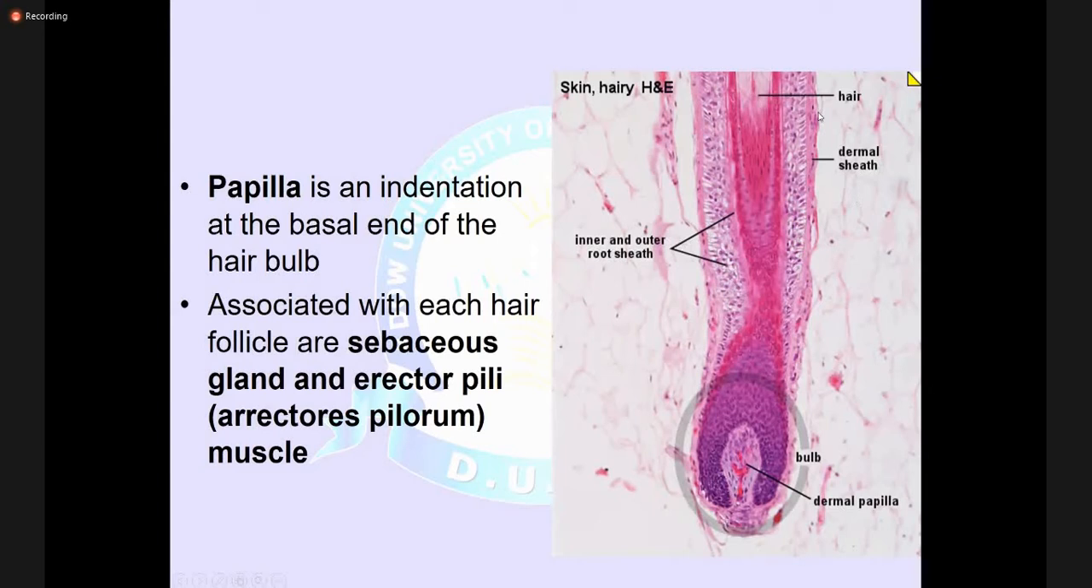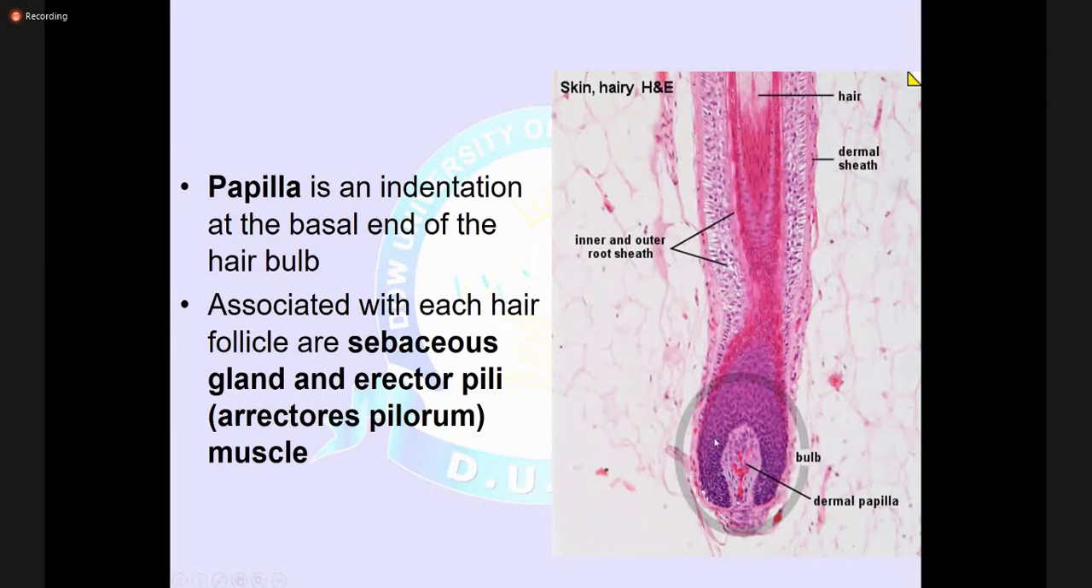Now, this diagram is showing the shaft of the hair. This one is the hair. This is the dermal sheath, right? And we are having inner and outer root sheath. So this is the inner root sheath and this is the outer root sheath. This whole area is actually the bulb of the hair.